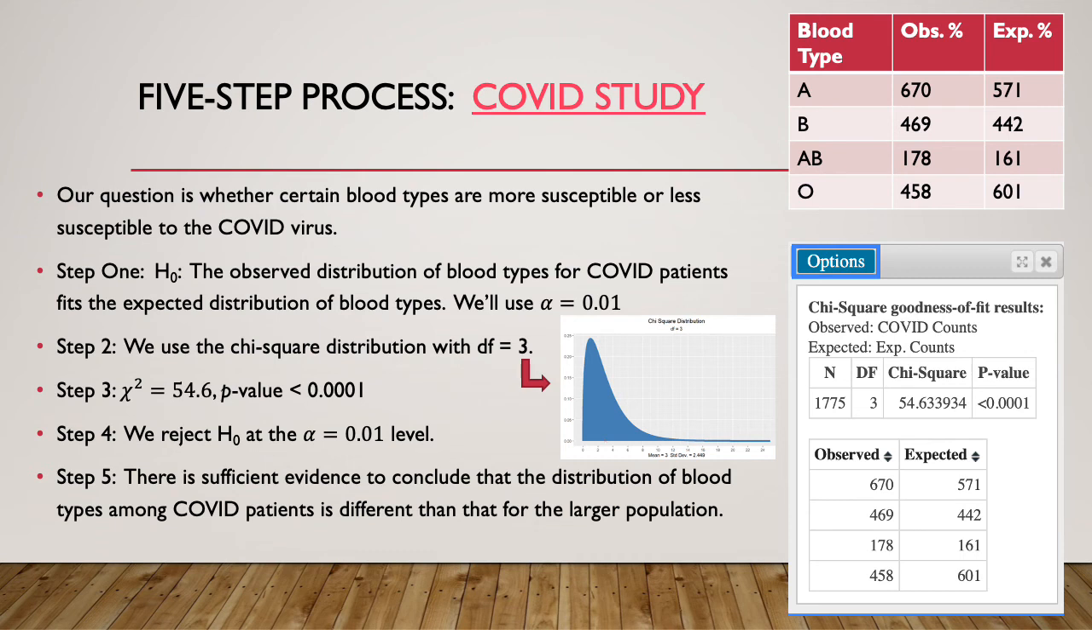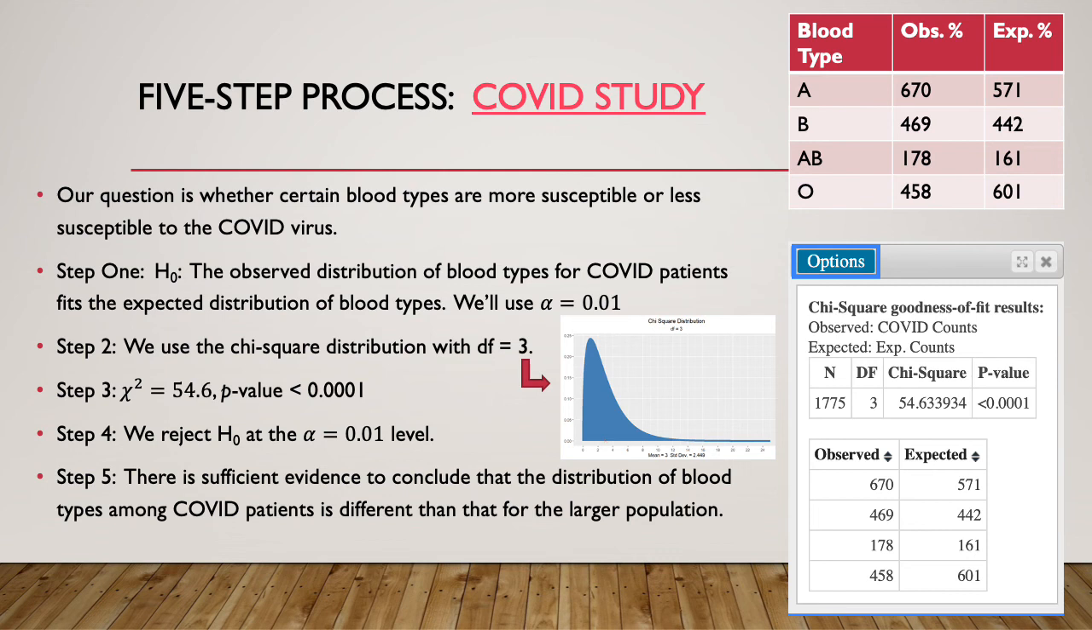All right, step 2, we're going to use a chi-square distribution with 3 degrees of freedom. We have 4 rows, 2 columns. 4 minus 1 is 3. 2 minus 1 is 1. 3 times 1 is 3 degrees of freedom. All right, then you would go to StatCrunch. You would have to put this table of frequencies in StatCrunch and then select chi-square goodness of fit test. All right, in this case, we get a chi-squared statistic of 54.6 and a p-value of less than 0.0001.